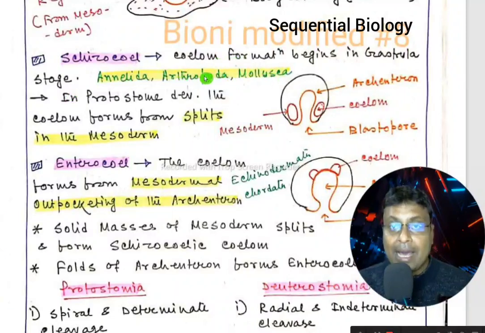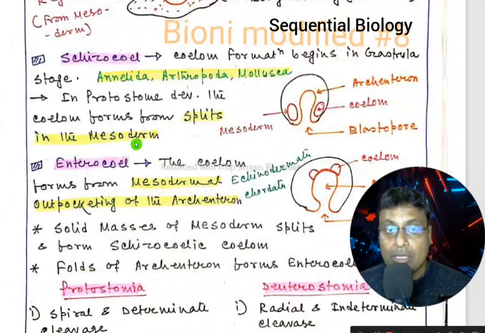Annelida, Arthropoda, and Mollusca show the schizocoelous type of coelom, or their body cavity is schizocoelous in type. What is this schizocoelous type? In protostome development, the coelom forms from splits in the mesoderm. This is known as schizocoelous coelom.